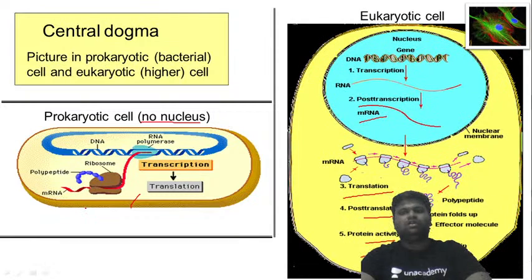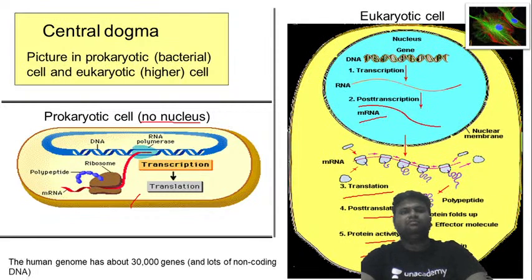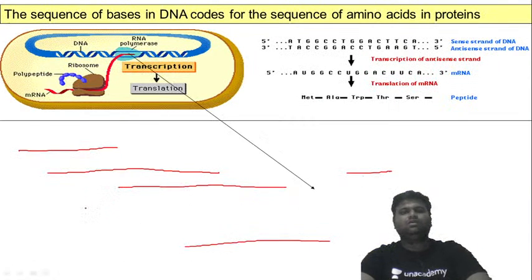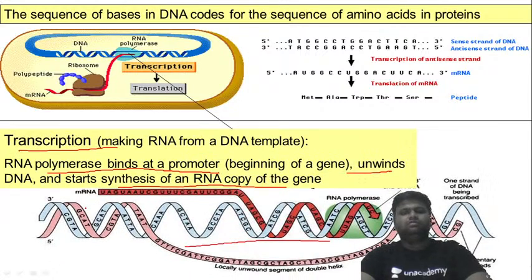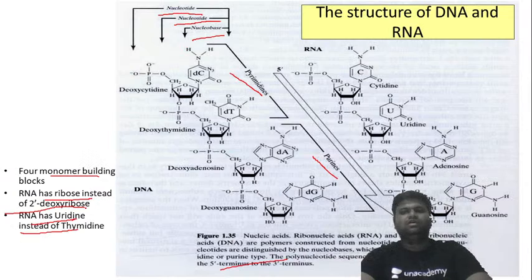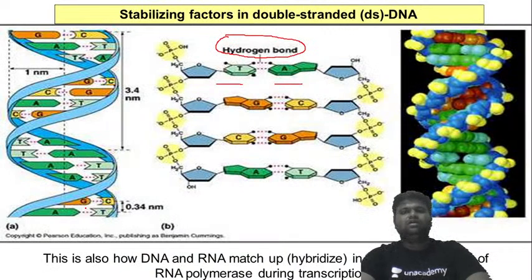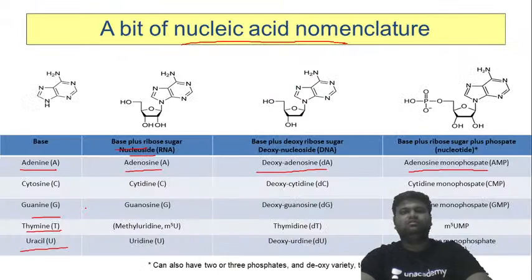In the prokaryotic versus eukaryotic cell we studied, and this is how the transcription begins. We studied the structure of the DNA and the RNA. We studied what are the stabilizing factors in the double-stranded DNA. We studied a bit about nucleic acid nomenclature.